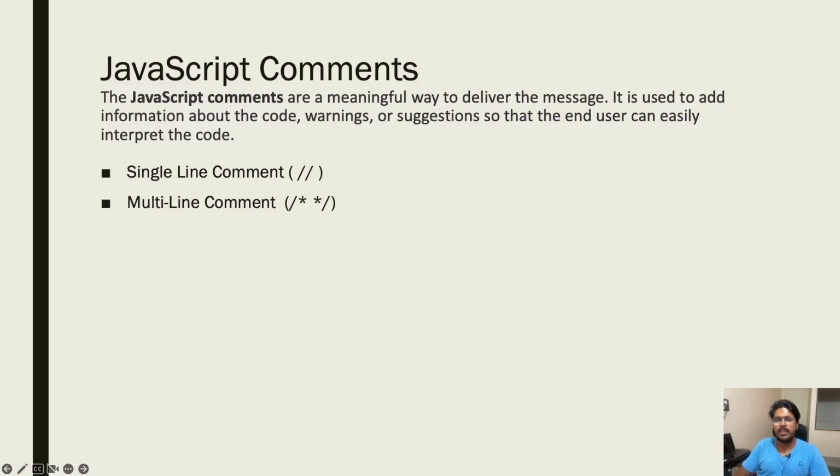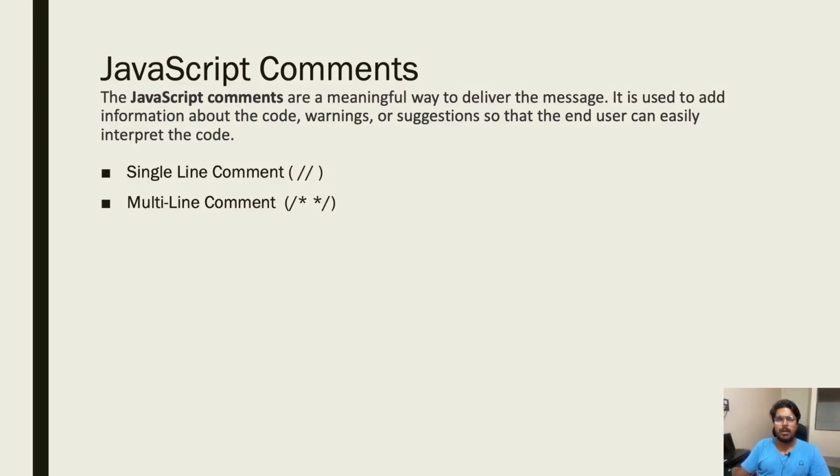In the next slides we will discuss the JavaScript comment. A JavaScript comment is a meaningful way to deliver a message. Suppose you have written some code and someone wants to understand it, so how can that person understand the code? Here the JavaScript comment comes into the picture. You can comment a few lines that briefly describe what that code is doing. It will help another developer understand the code easily. That's why we use the JavaScript comment.